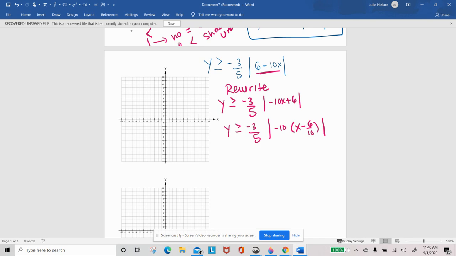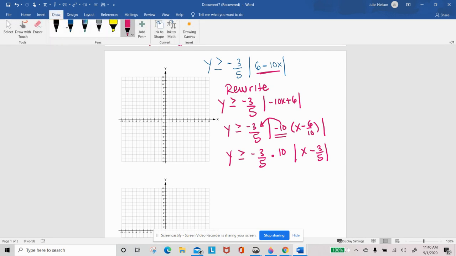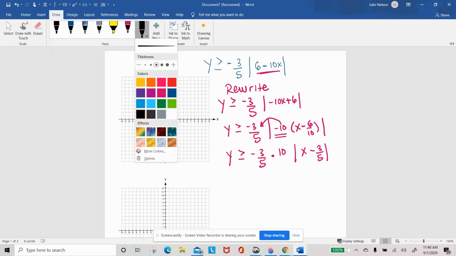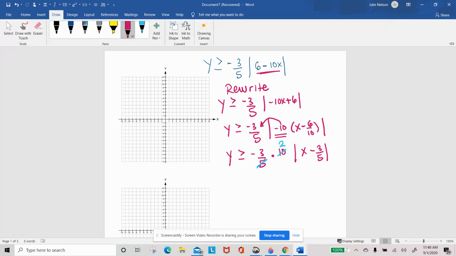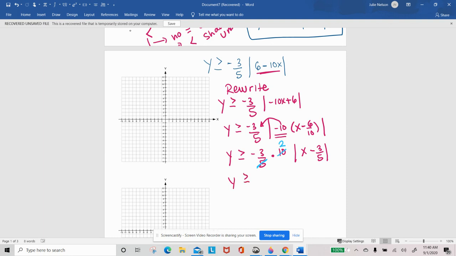Now, remember that you're trying to take the absolute value of negative 10. The absolute value of negative 10 is 10. And I can reduce that 6/10 to 3/5. So let's see here. 5 goes into 10 twice. And then I can go y is greater than or equal to negative 3/5 times the absolute value of x minus 3/5.